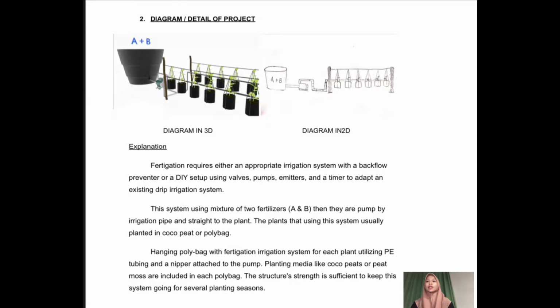The plants that use this system are usually planted in cocoa peat or polybags. Hanging polybags with a fertigation irrigation system for each plant utilize PE tubing and a nipper attached to the pump. Planting media like cocoa peat or peat moss are included in each polybag. The structural strength is sufficient to keep this system going for several planting seasons.